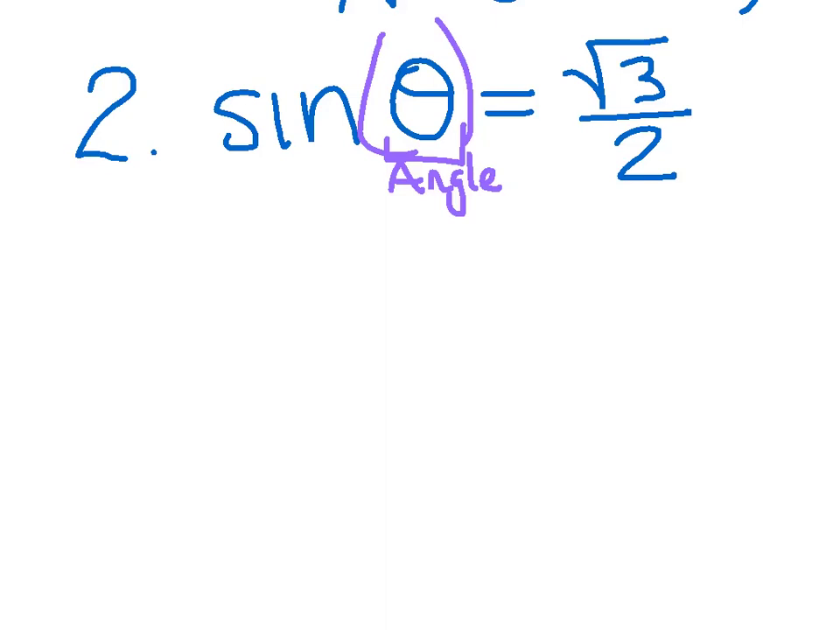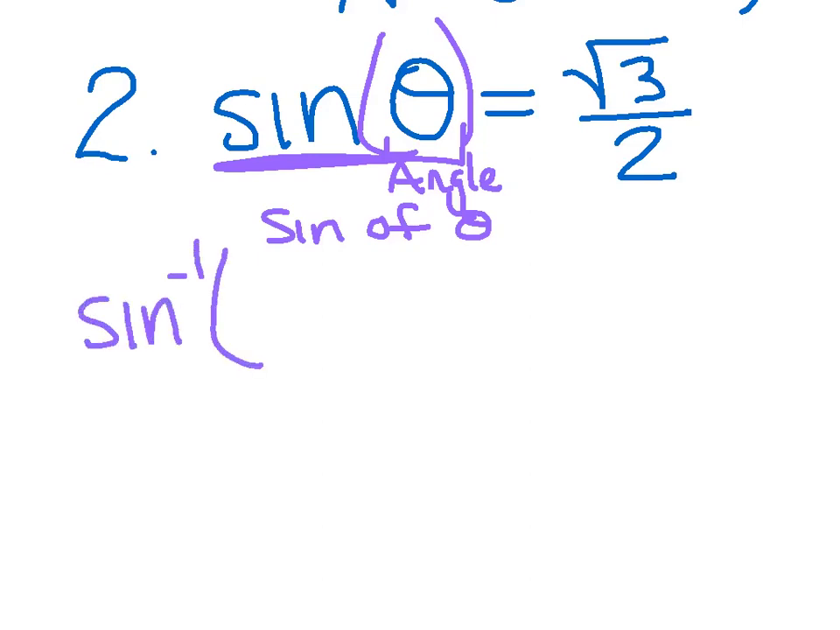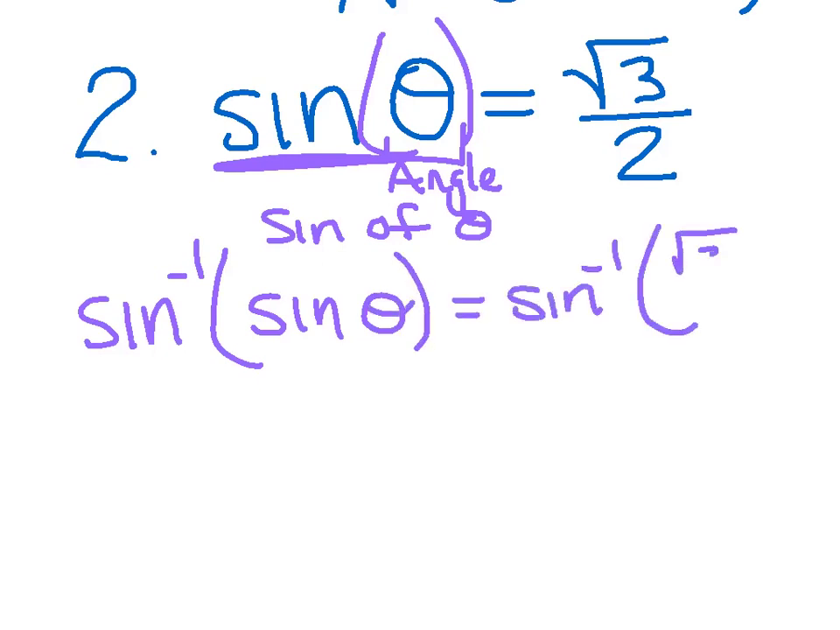Now, I just want to be clear. I can't just divide sine over because it's not sine times theta. It's sine of theta. That's why I can't divide by sine. So all we're going to do is take the inverse of both sides. This time I see sine, so I'm using sine inverse. So no shortcuts, write it out. Sine inverse of sine theta equals sine inverse of radical 3 over 2.